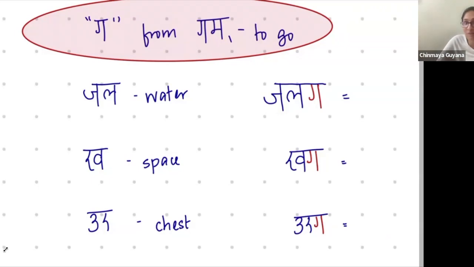Okay. Ura. Ura means chest. Huh? What goes on its chest? The word uraga means snake. Why? Because a snake is that which goes on its chest. Isn't that so cool? You hear a word and you understand the purpose of the word by the verbs that make it up.